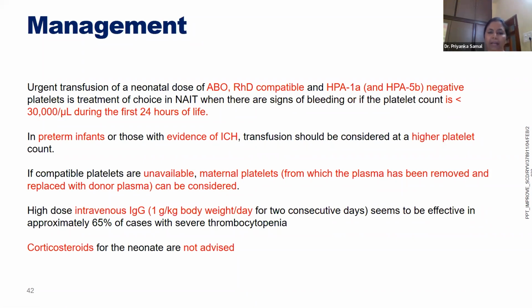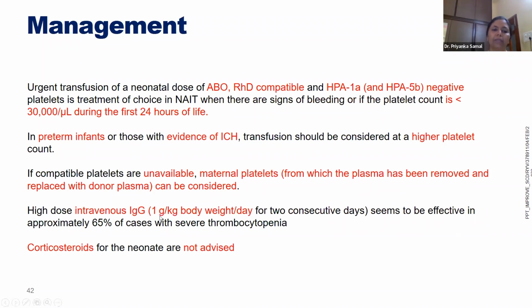Maternal platelets do not have the antigen. Plasma has the antibody, so plasma has to be removed. Maternal platelets from which the plasma has been removed and replaced with the donor plasma can be considered. So we have practiced this at times when we do not get this best matched platelets.